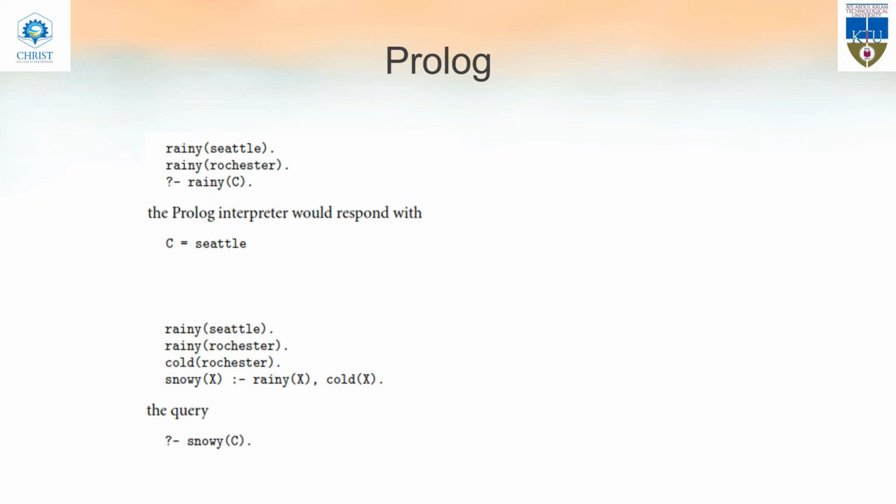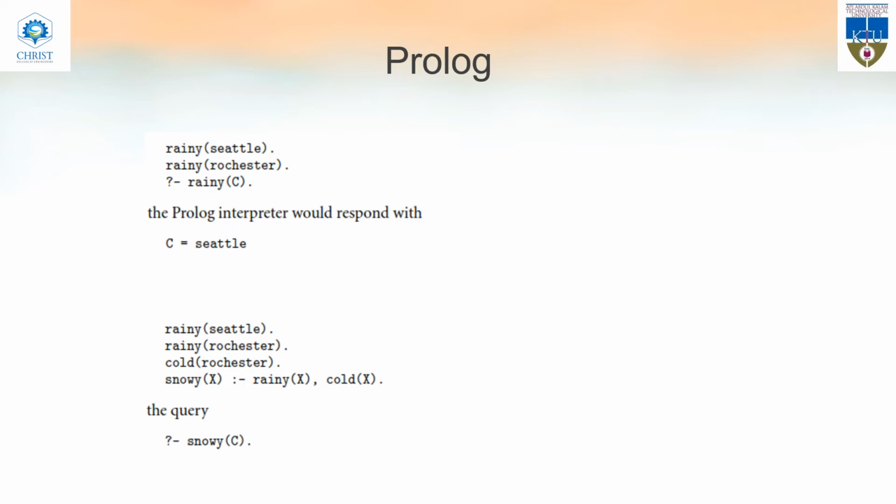Okay, so Seattle is a place. It is rainy. Again, rainy. Rockstar. And here I am asking the question rainy of C.